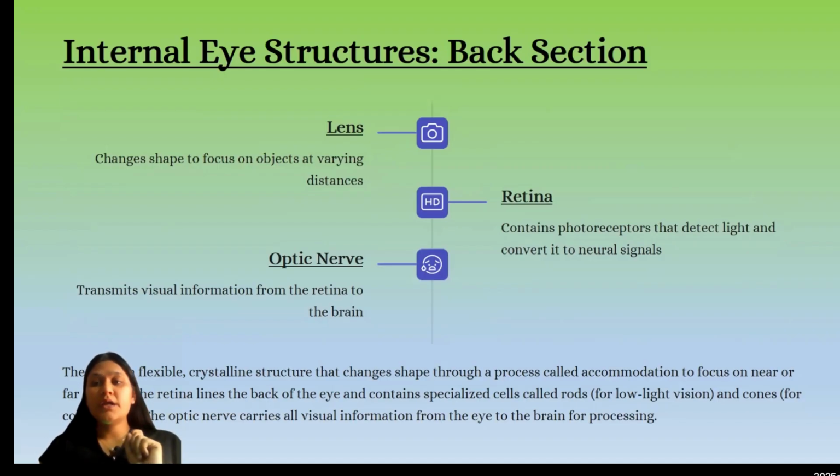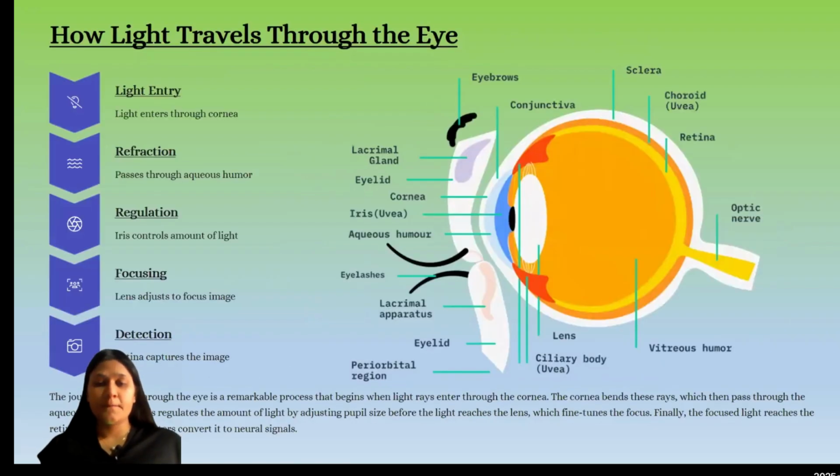One more thing I want to tell you, that the cone cells are in the central part more compared to the peripheral retina, and the peripheral retina has more rod cells compared to the central retina. Got it? Hope you all got it.